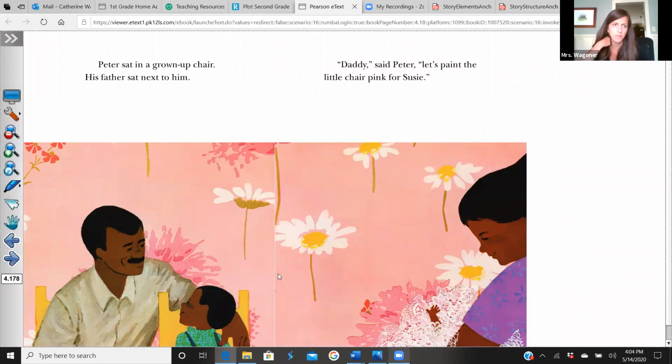Peter sat in a grown-up chair. His father sat next to him. "Daddy," said Peter, "let's paint the little chair pink for Susie."